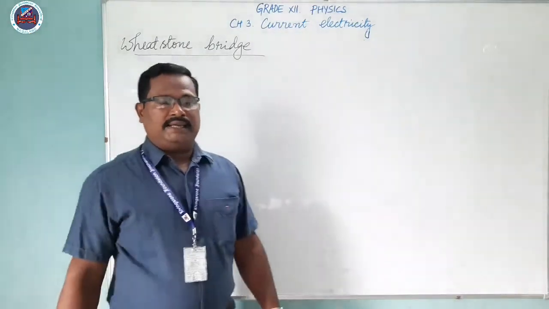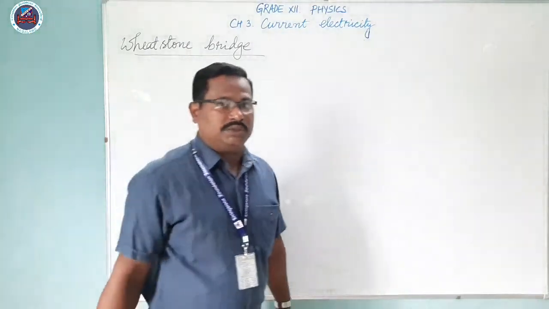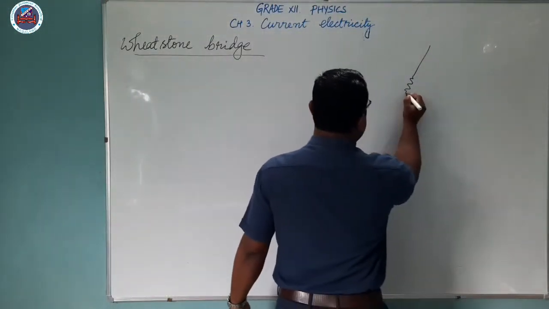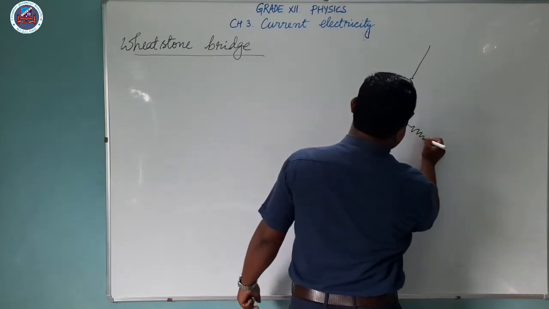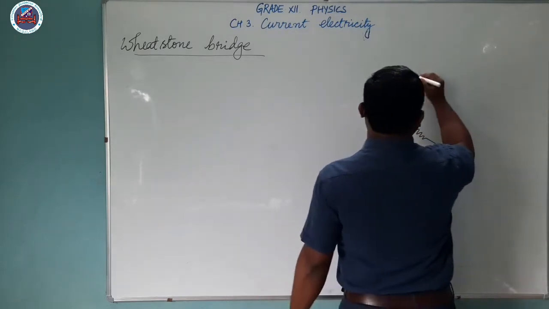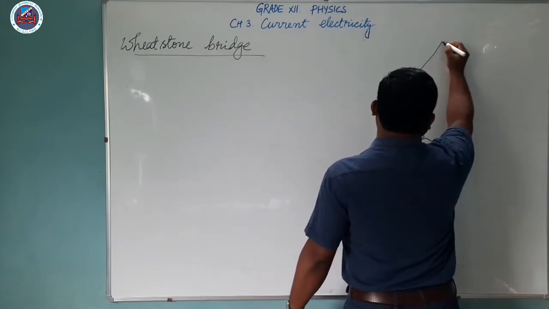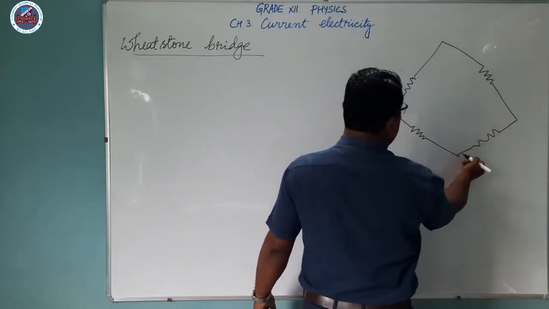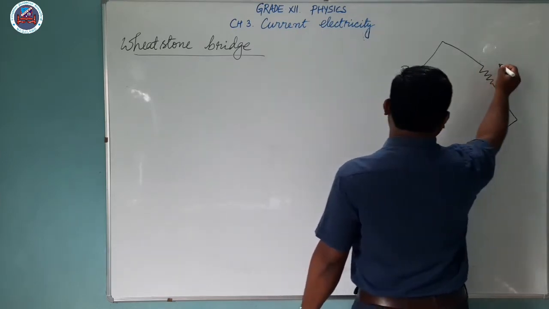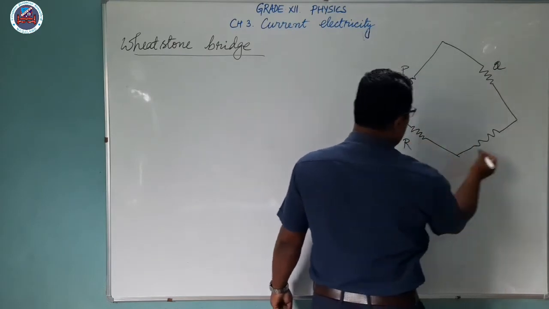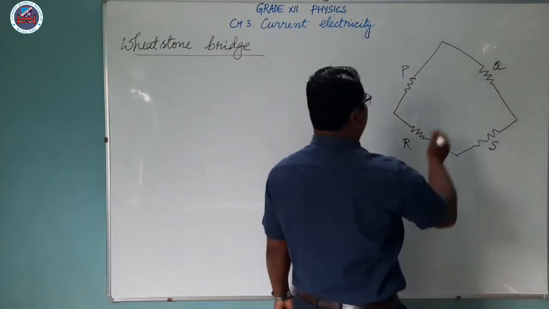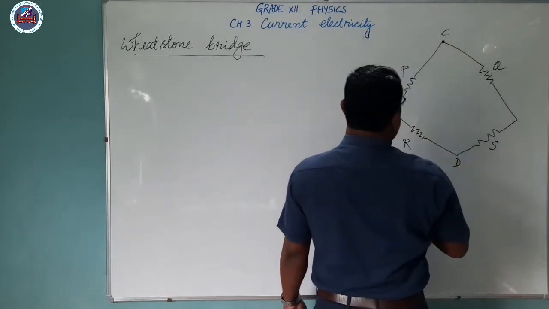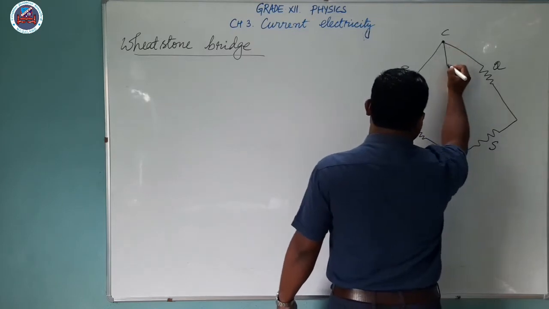Wheatstone bridge, when you say, it is just an arrangement of four resistors like this. One resistor. This is the second resistor. This is the third, and this is the fourth resistor. We write them as P, Q, R and S. These are the four resistors. In between these two points, C and D, suppose we have connected one galvanometer.